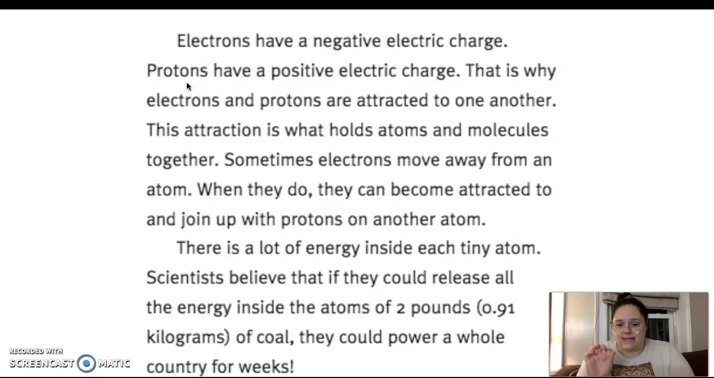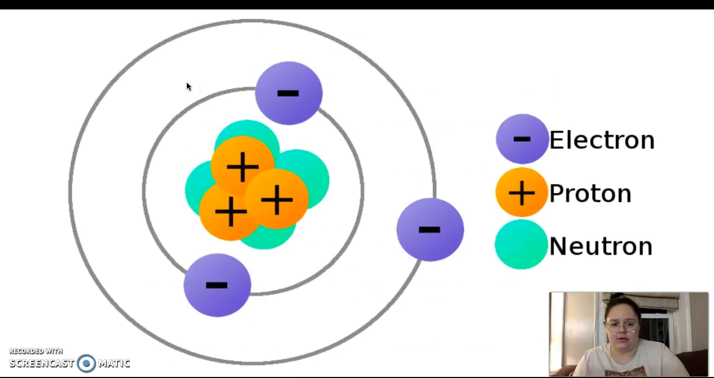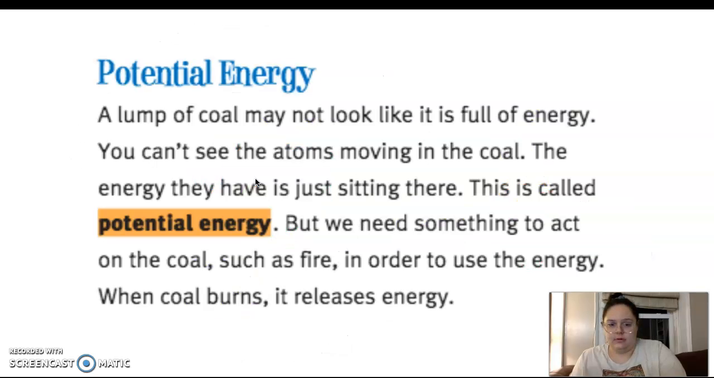Also, inside that teeny tiny atom, there is a lot of energy. If they could release all the energy inside 2 pounds of coal, they could power a country for weeks, and that's a lot of energy. So picture again, one more time. The electrons are on the outside. We've got neutrons and protons inside the nucleus.